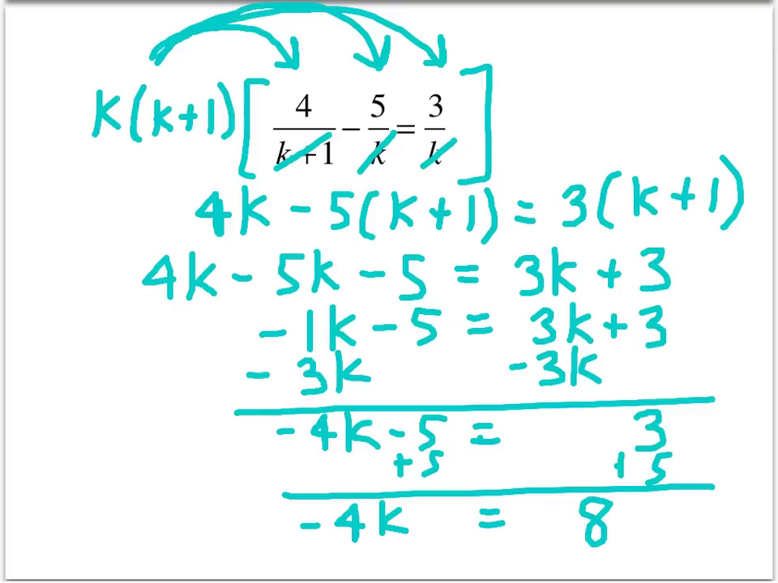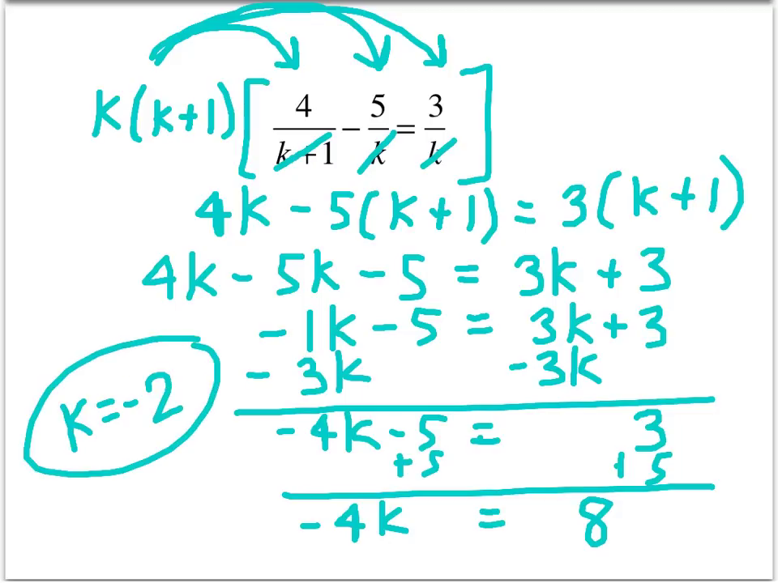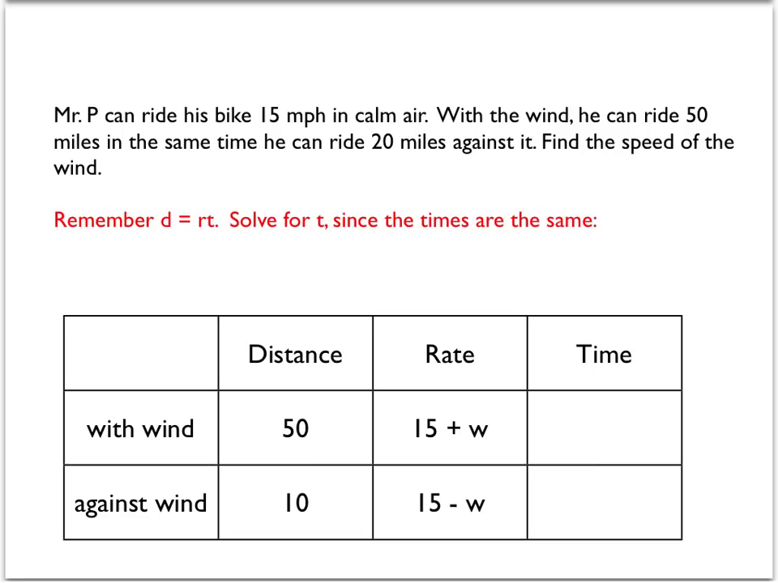I'm going to divide both sides by negative 4. I'm running out of room here. And sure enough, I get that k equals negative 2. So there's my answer for that. Again, kind of tricky, a lot of work involved here, but good problem nonetheless. Practical problems here.